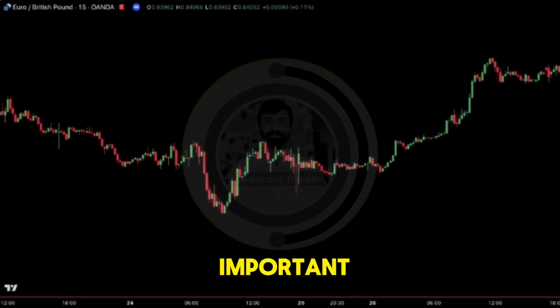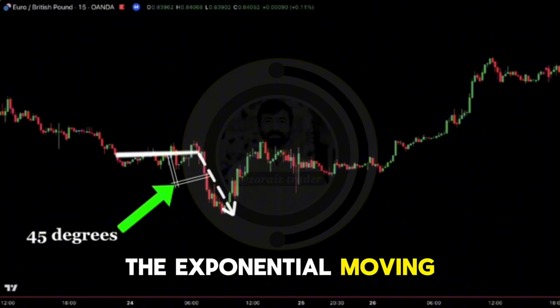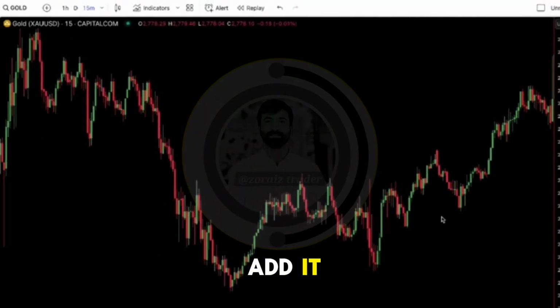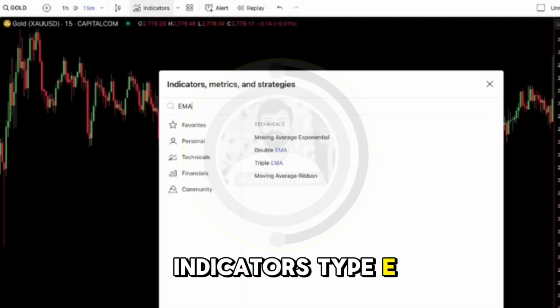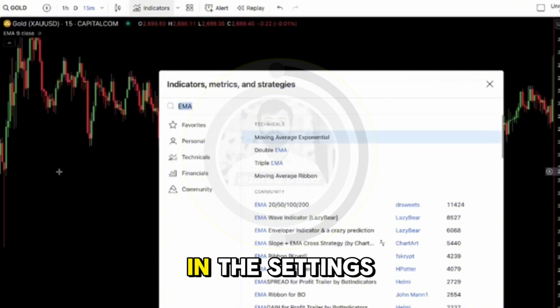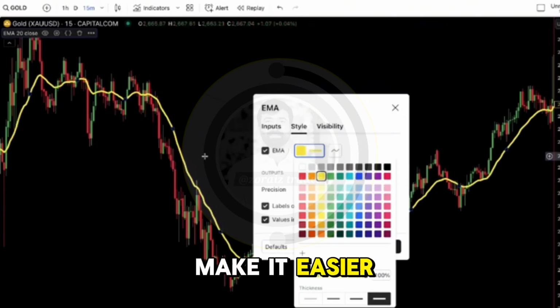But here's something important. Don't get fooled. Sometimes it might look like the trend is forming a 45-degree angle downward before reversing back up. To avoid this kind of confusion, Rob Hoffman recommends using a tool called the exponential moving average to get a clearer view of the trend. Let me show you how to add it. Go to your indicators, type EMA in the search bar, and select exponential moving average. In the settings, change the length to 20 and adjust the line thickness to make it easy to see.